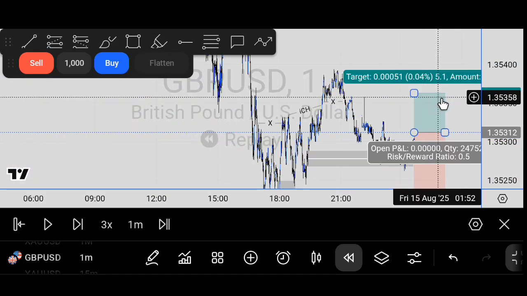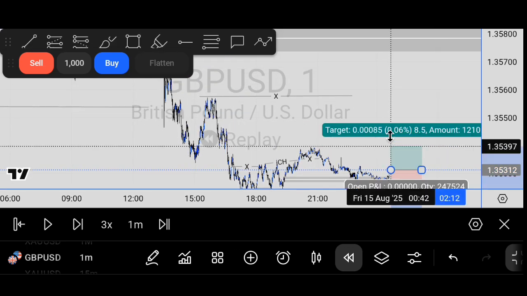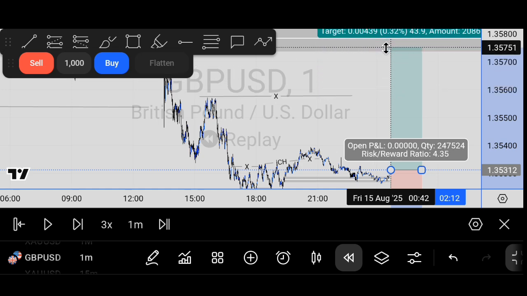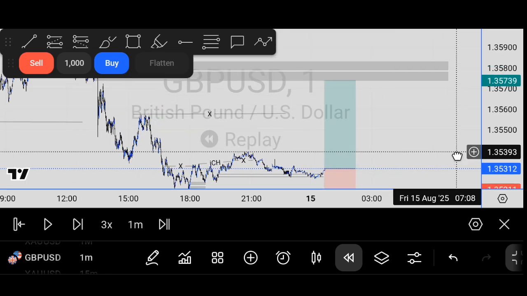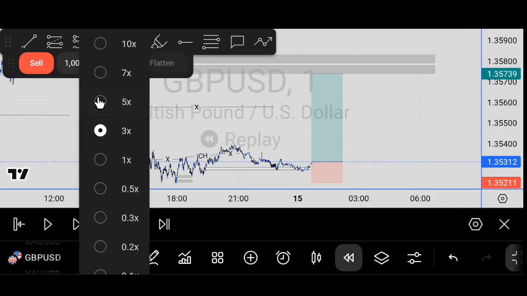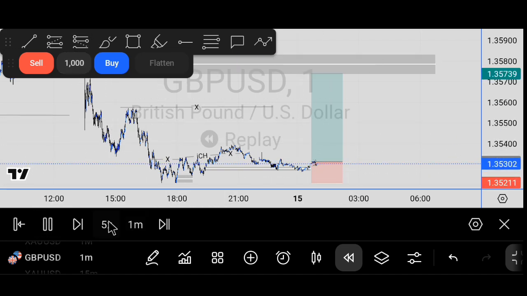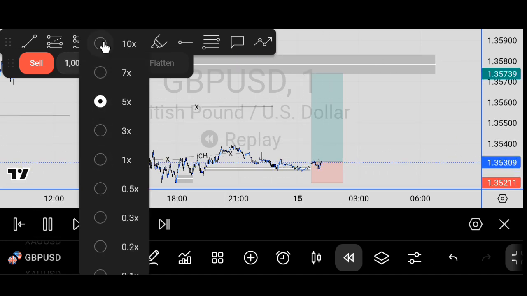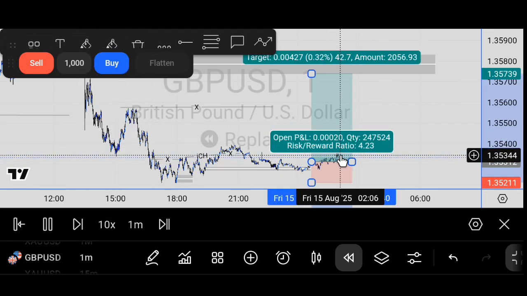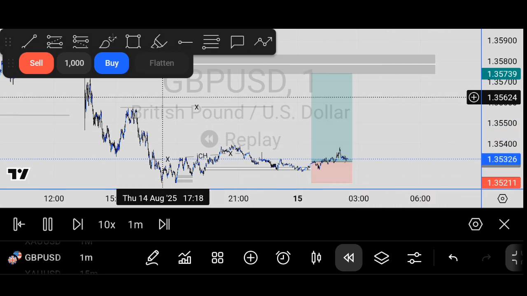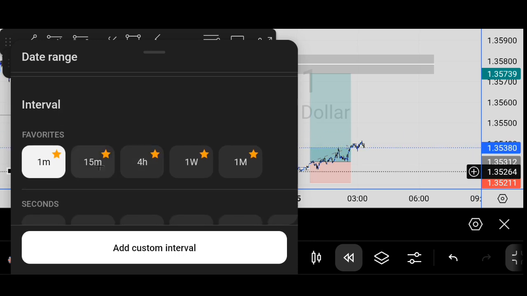Now our target is going to be this. First target will be this inducement, and then final target will be this high, which is about a 4-hour trade. So let's play price forward and see. As you can see, we went into some drawdown and then price started going up. That was how I was able to catch that trade.